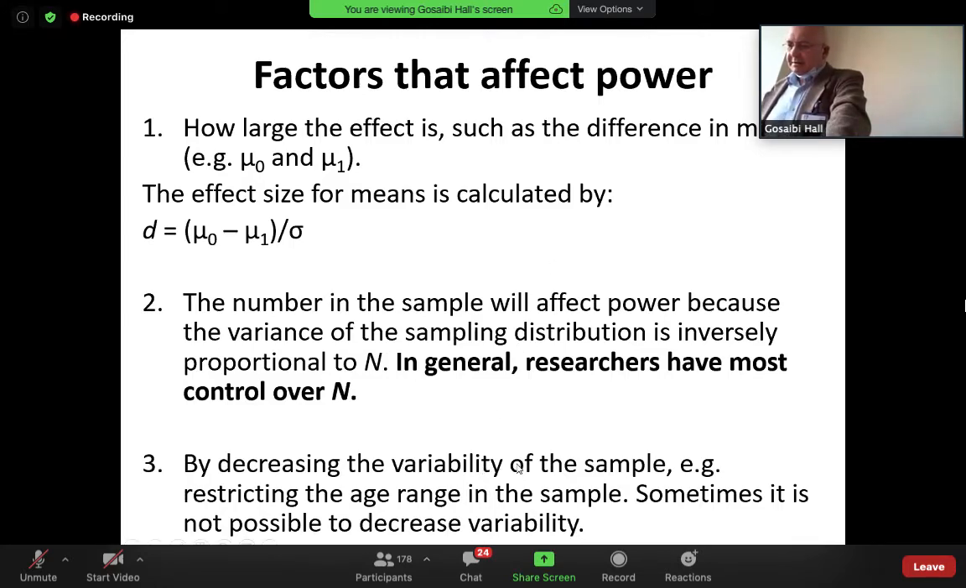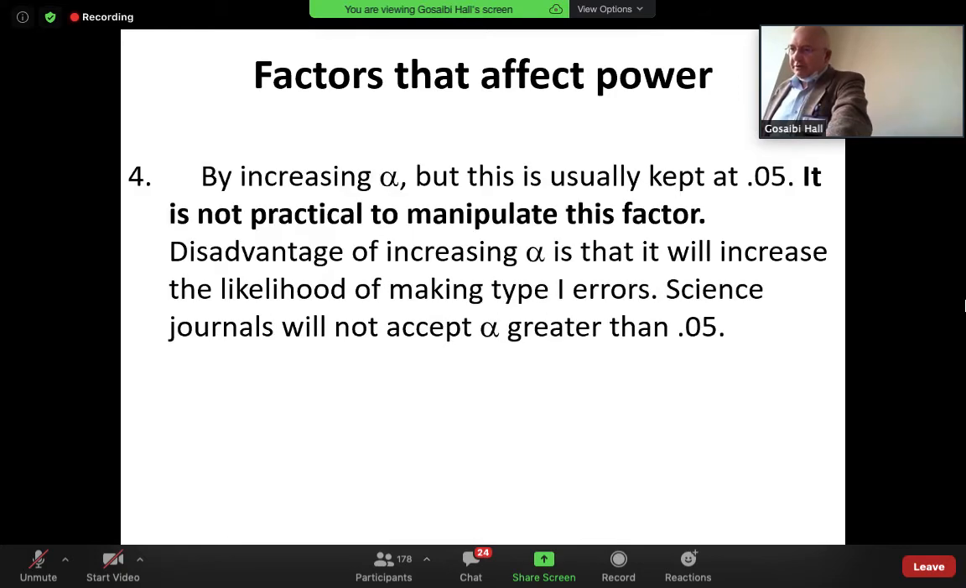So sometimes we can't reduce the variability too much. Okay, there's another way, and I think someone here suggested that, and that was by increasing alpha or changing alpha. I've got to say you can't usually do this. It's kept at 0.05. It's not practical to manipulate this factor.